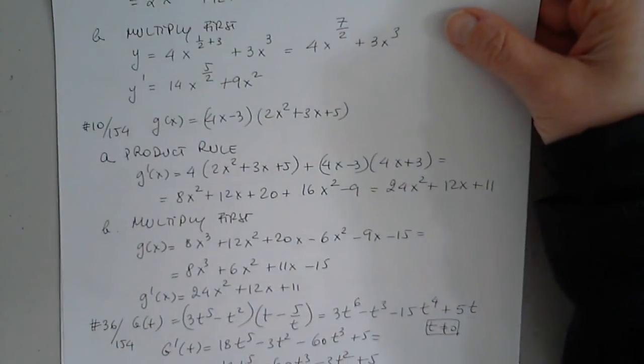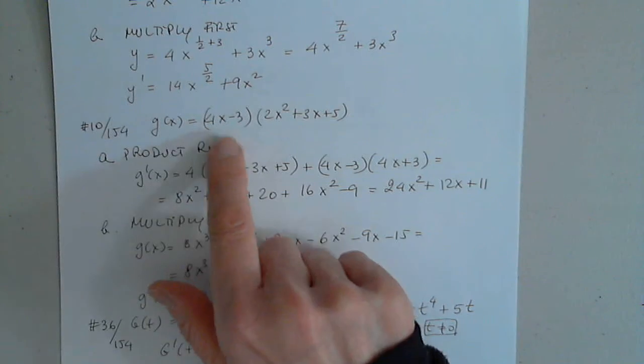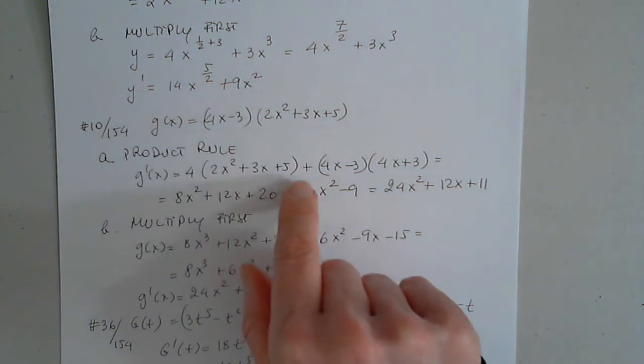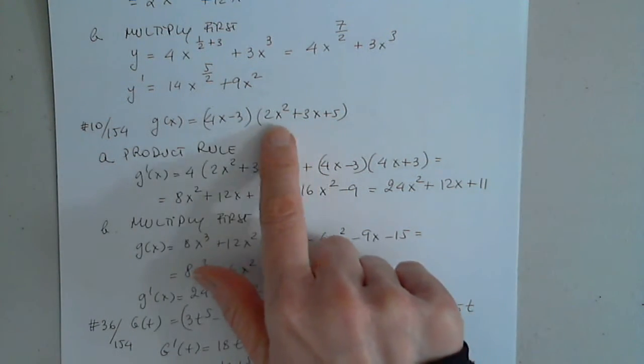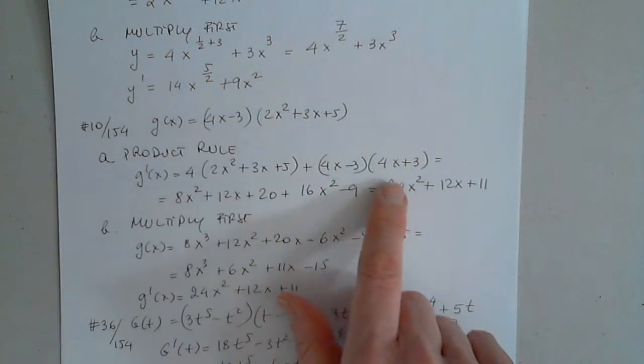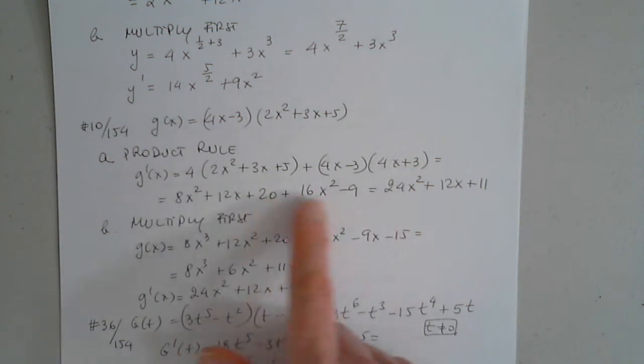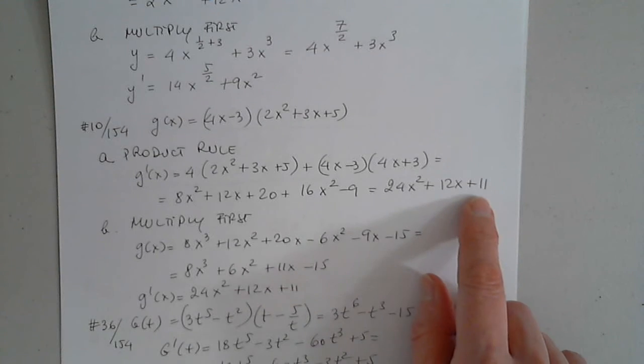Same type of problem. We're asked to use the product rule. The first function prime is 4 multiplied by the second plus the first function multiplied by the second one prime, 4x plus 3. And then I distribute it, combine like terms, and I get this.